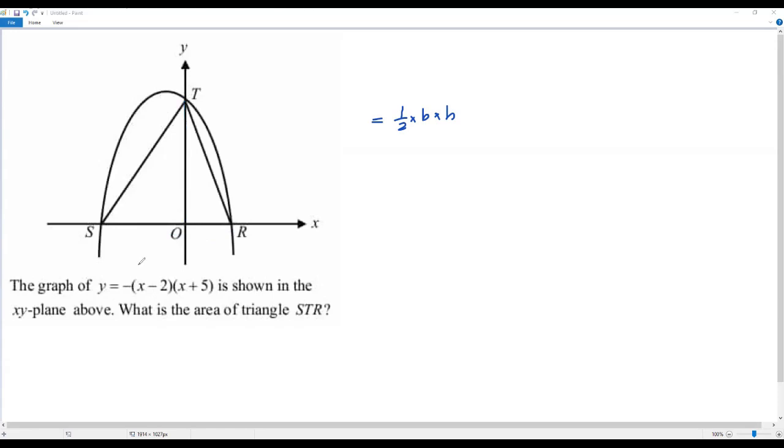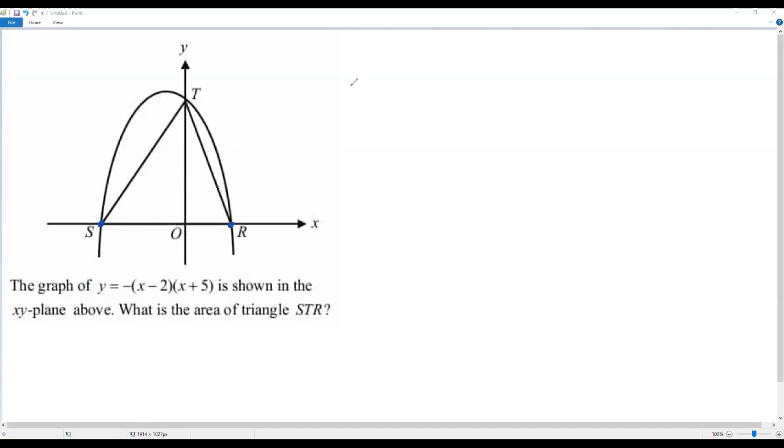Now to get the base, that is SR of the triangle, we have to find the two x-intercepts of the parabola. Whenever I want to find the x-intercept of any curve, I have to plug in y equals 0, because at a point which represents the x-intercept, the y-coordinate will be 0. So to get the two x-intercepts S and R, I have to plug in y equals 0 into the equation of the parabola.